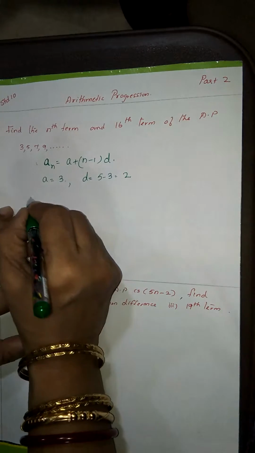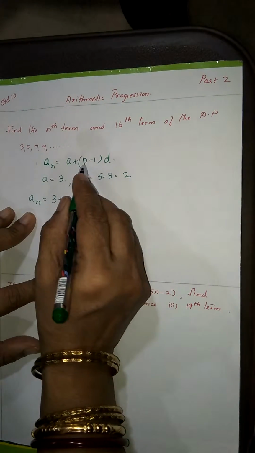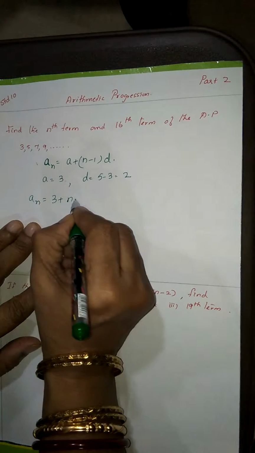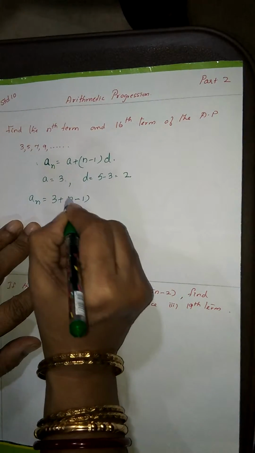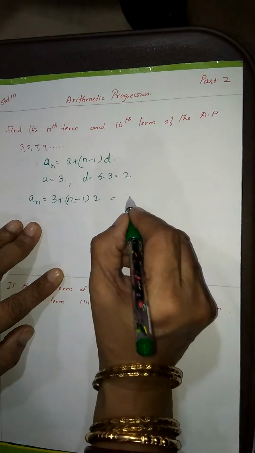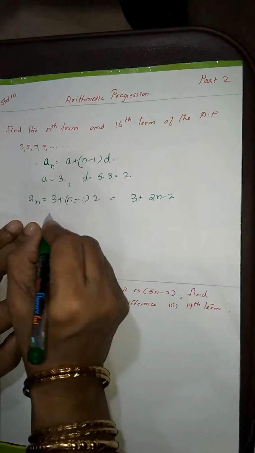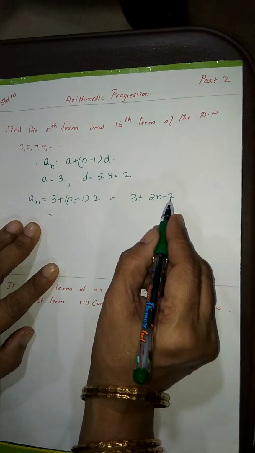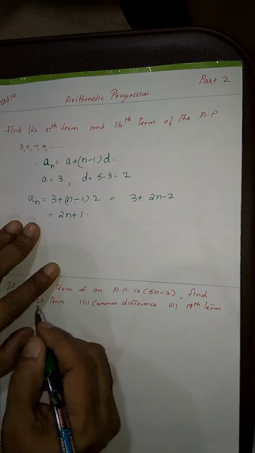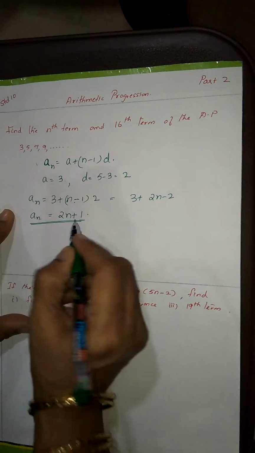Now we will find an is equal to 3 plus n minus 1, n we don't know, into 2. So this is equal to 3 plus 2n minus 2. So that is equal to 3 minus 2 is 1. So 2n plus 1. So an is equal to 2n plus 1.